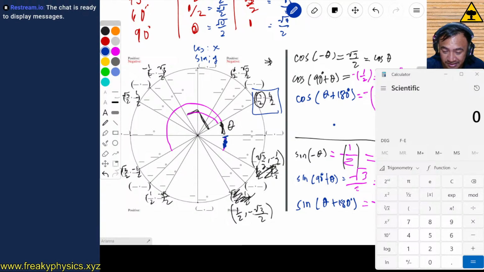For example, given the cosine of a certain angle, what's the cosine of another angle? Let's do it like this. If the cosine of 20 is given, what's the sine of 110 degrees, for example? Now, what's important with 110 degrees? Because 110 degrees is basically 20 plus 90. So once you realize that, you can use these things.